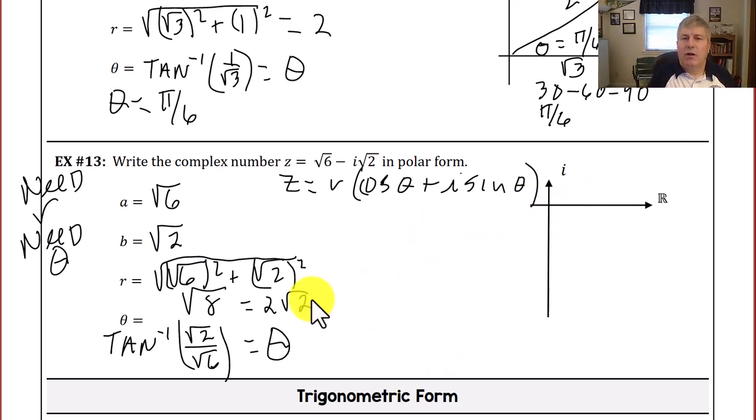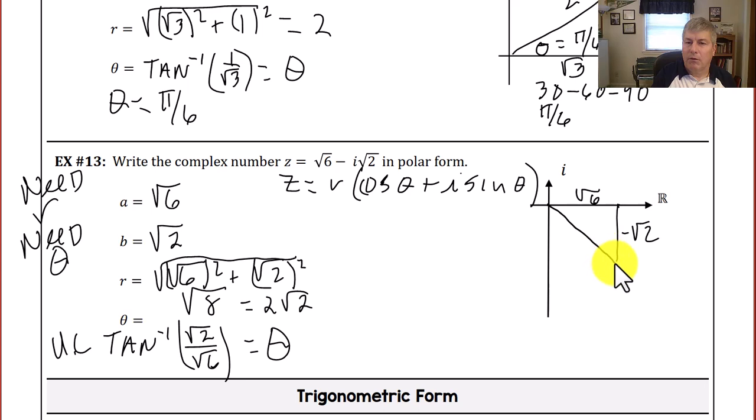Let's go ahead and draw this out. This might answer some questions for us. We could put this in our calculator, but believe it or not, I know the answer, so I know this is on our unit circle. But if I sketch this out, I've got an a value of the square root of 6 and a b value of negative square root of 2. So here we need our z, or our r value we want, and here's our theta.